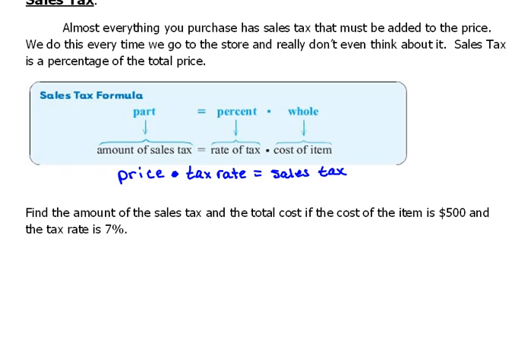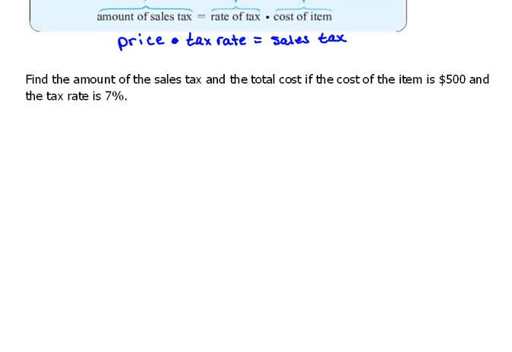Okay, let's use this and see exactly how they're going to have us figure some problems here. This one says find the amount of the sales tax and the total cost if the cost of an item is $500 and the tax rate is 7%. Okay, so we're going to be purchasing something that is $500, and we've got to figure out what the sales tax would be on it. Well, remember from up here where we had stated this before, price times the tax rate equals the sales tax. So we have a price here of $500 times the tax rate, which is 7%.